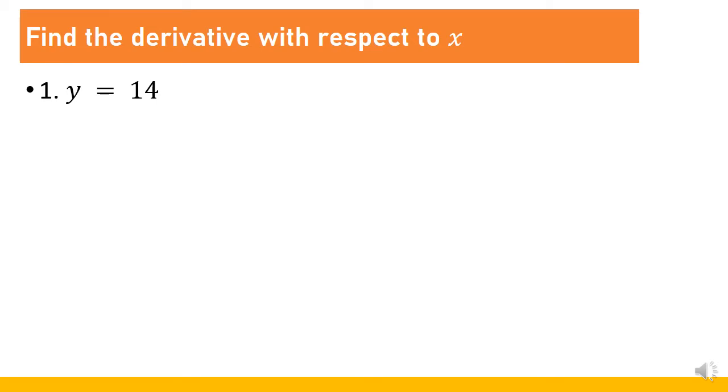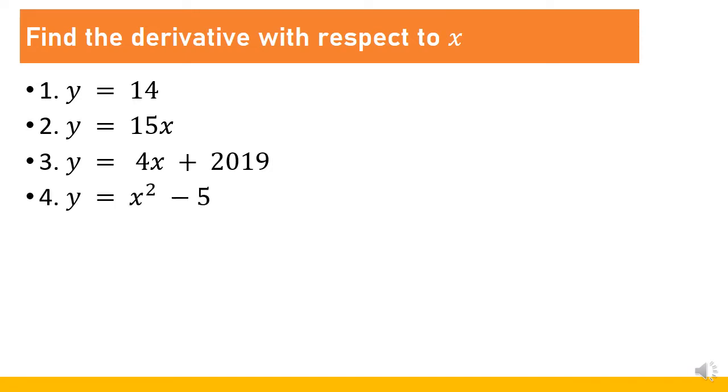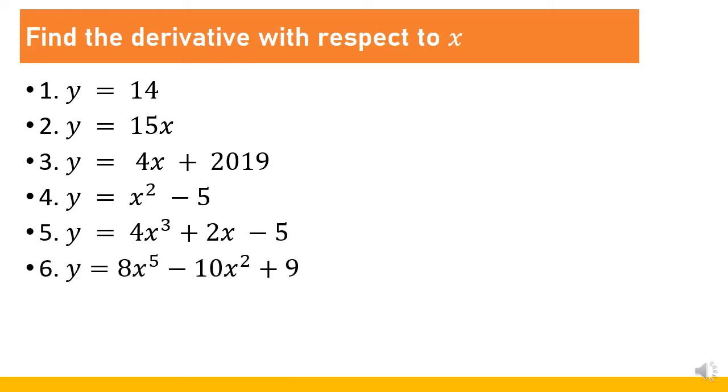Say y equals 14, y equals 15x, y equals 4x plus 2019, y equals x squared minus 5, y equals 4x cubed plus 2x minus 5, y equals 8x to the fifth minus 10x squared plus 9, and y equals 2x to the fourth minus 8x cubed plus 5x minus 1. You may pause this video if you want to practice on this and answer this first on your own.